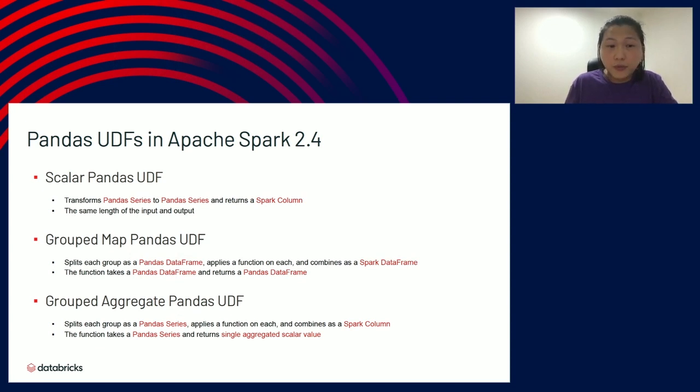Actually, the return value is different for each type of Pandas UDF. In the case of scalar and grouped aggregate, it returns a regular Spark column. That is actually the same as other Spark columns, so you can operate or perform with other Spark columns or expressions. However, the grouped map Pandas UDF returns a Spark data frame. So there's a difference here. I'll talk about this a bit more later.